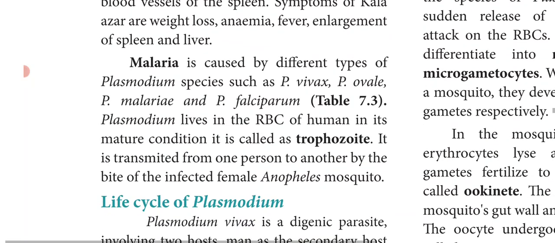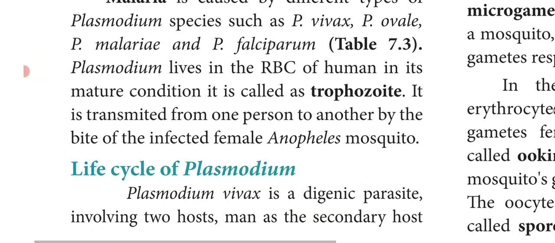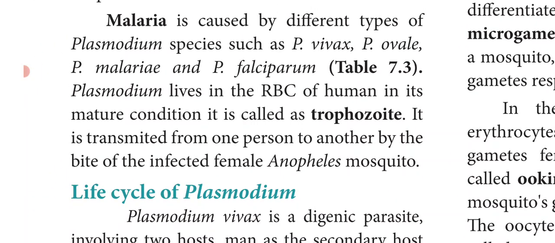Next we will see about malaria. Malaria is caused by different types of Plasmodium. Plasmodium only causes the disease malaria, and there are different Plasmodium species such as Plasmodium vivax, Plasmodium ovale, Plasmodium malariae and Plasmodium falciparum. This Plasmodium parasite lives in the RBC of humans in its mature condition, and this stage is called the trophozoite.